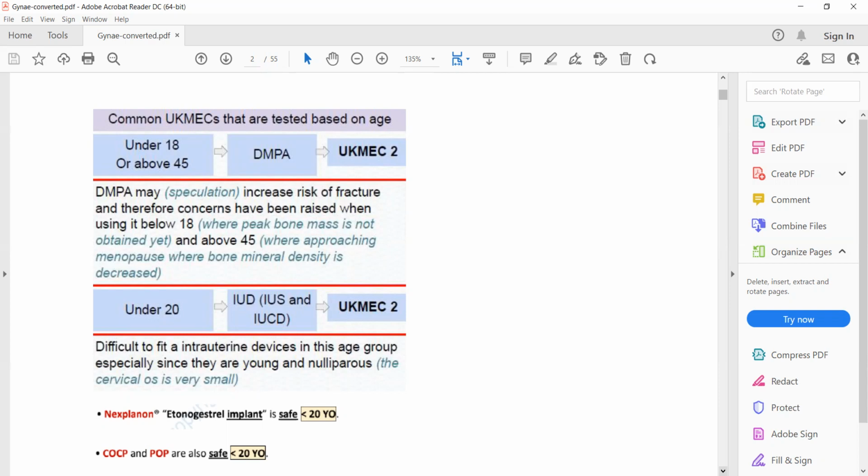Remember that sometimes in the options, only UKMEC 2 drugs and UKMEC 3 and 4 drugs will be given. So you can still select a UKMEC 2 option as your answer if a UKMEC 1 drug is not given in the options. It's okay to choose a UKMEC 2 drug because the benefits outweigh the risks if the drug is UKMEC 2. Okay.